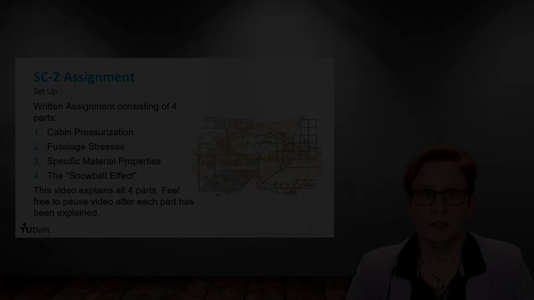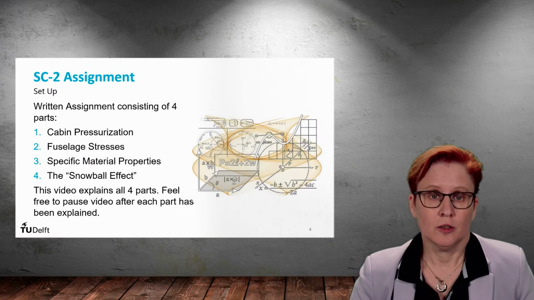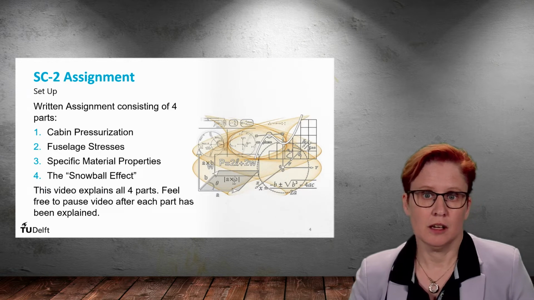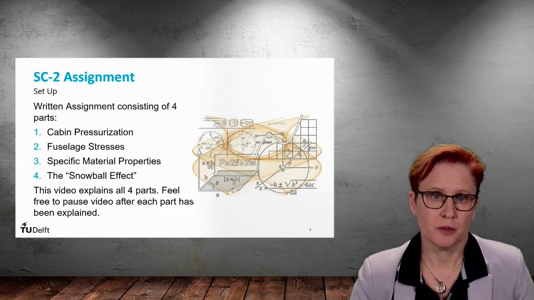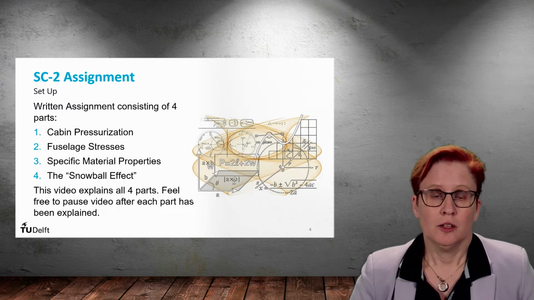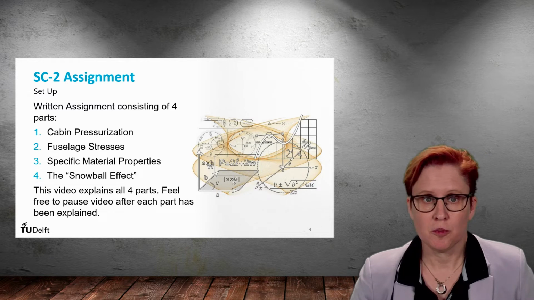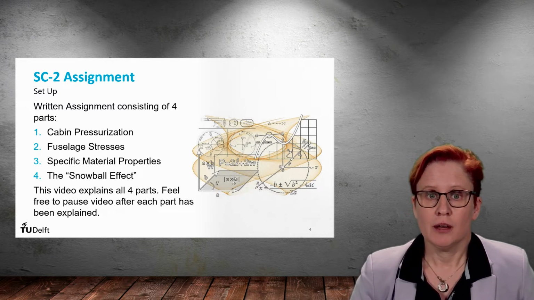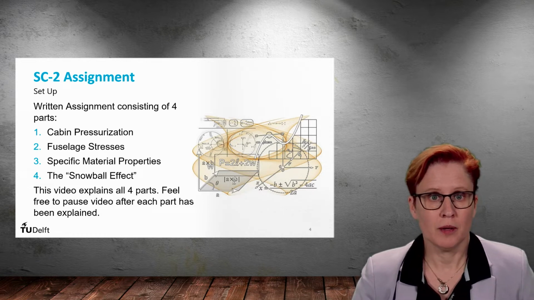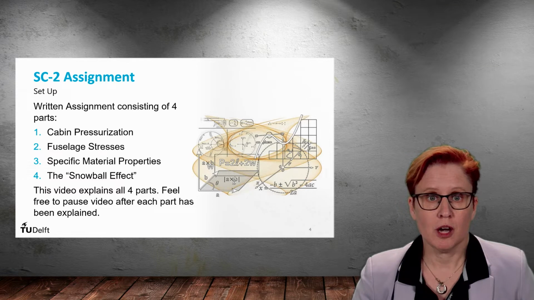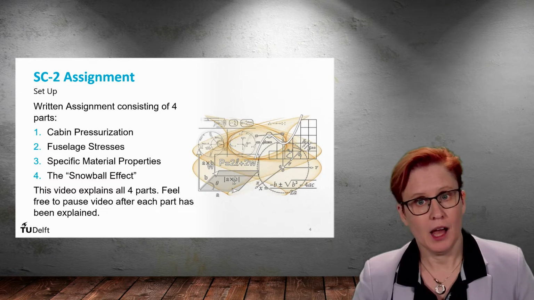This assignment consists of 4 different parts, and what we expect at the end is a write-up in which you answer all of the questions that we ask you in this assignment. The parts are cabin pressurization, fuselage stresses, the specific material properties, and finally the snowball effect. In this video, I will explain each part one by one. You can either watch the video in full or pause the video after each part and start working. I leave that up to you.